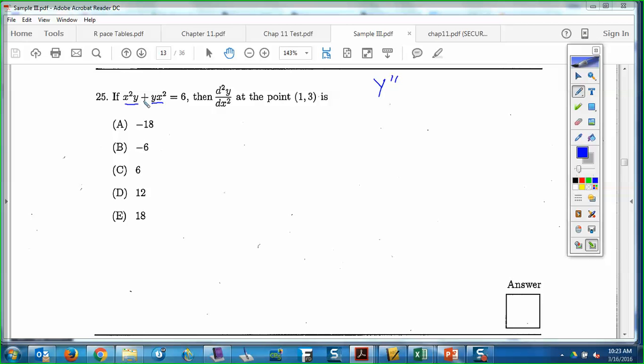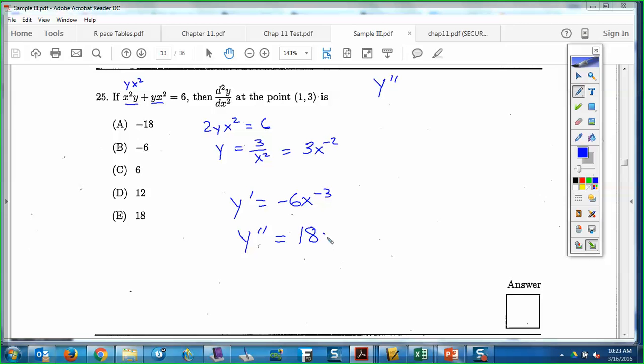Aren't those like terms? Yep. The fact that they rearranged them tried to throw you off. It's really yx squared plus yx squared, which is 2yx squared equals 6. And can't you solve that for y? So you divide by 2, you get 3 over x squared, which would be 3x to the negative 2. So now your y prime is just negative 6x to the negative 3, and your y double prime is 18x to the negative 4, which is 18 over x to the 4th. Then you put in your point. You put a 1 in for x, and you get 18.